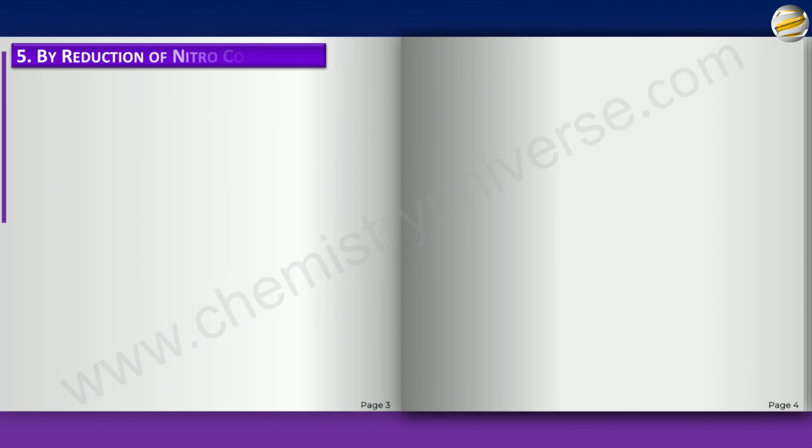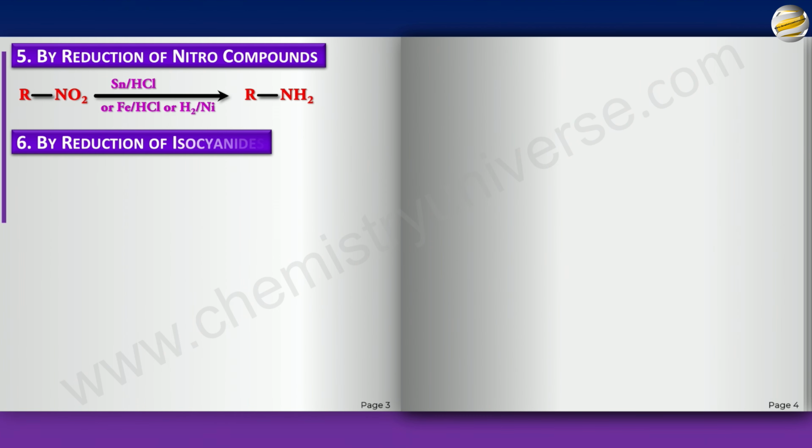You can do it by the reduction of nitro compounds. You take RNO2, you react it with tin HCl or react it with iron HCl or H2Ni, you will get RNH2. You can do it by the reduction of isocyanides. You can use NC. In this case, you'll get a secondary amine because you'll get RNHCH3.